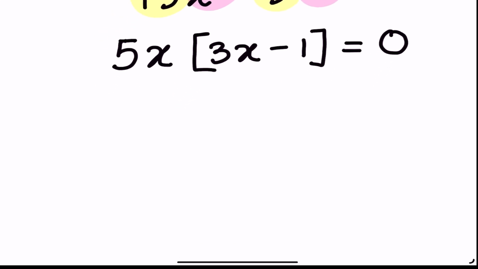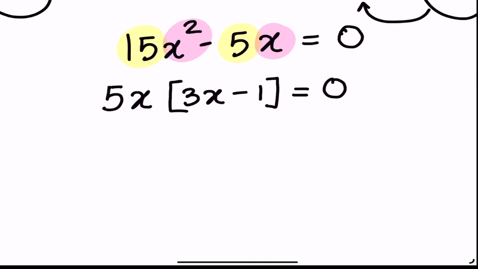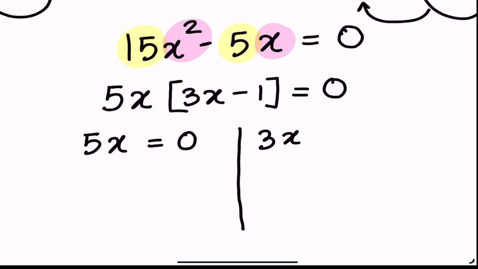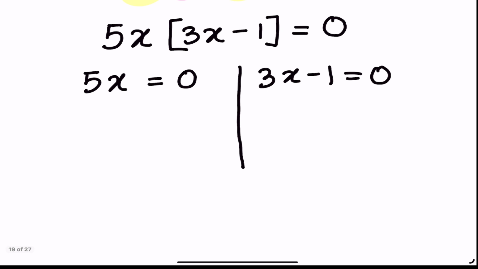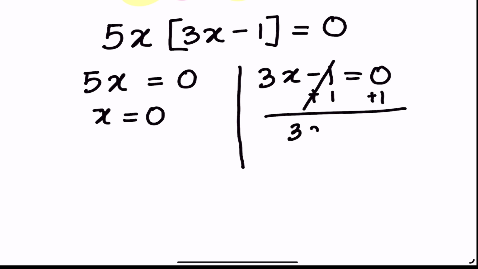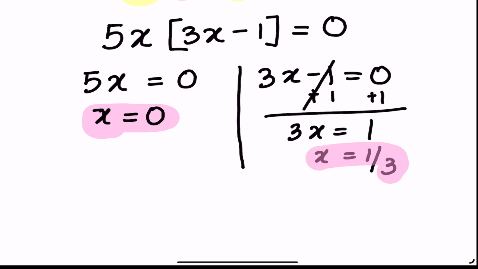Once this is 0, you know you're going to use the 0 property, right? And set each of the factors equal to 0. So I have 5x is equal to 0 and 3x minus 1 is equal to 0. 5x is equal to 0, that means x is equal to 0, dividing both sides by 5. For the other, add 1 on both sides. What do you end up with? 3x is equal to 1, x is equal to 1/3. So my solution is x is equal to 0 and x is equal to 1/3.